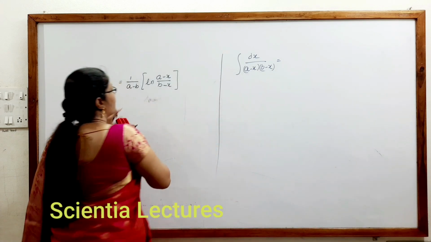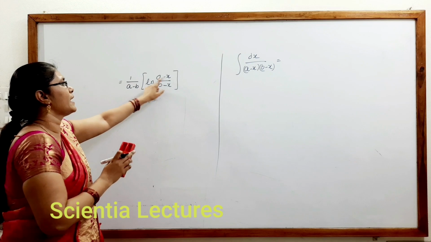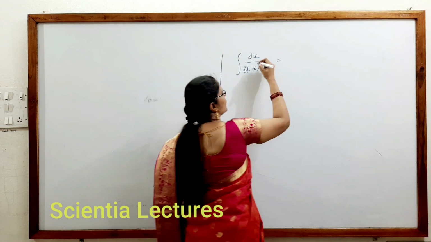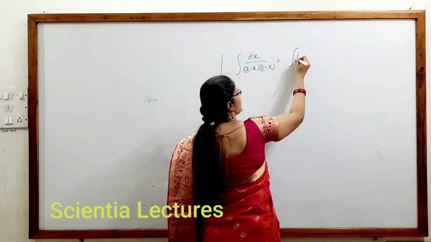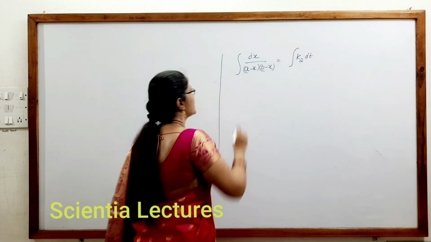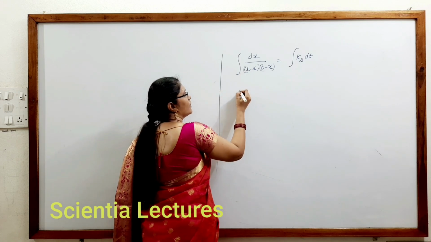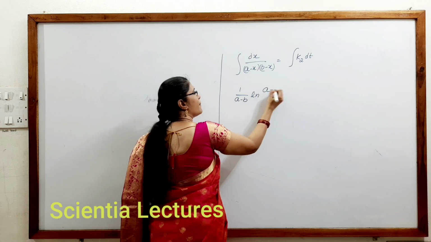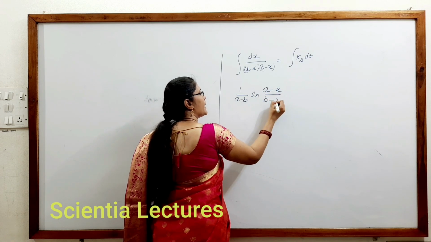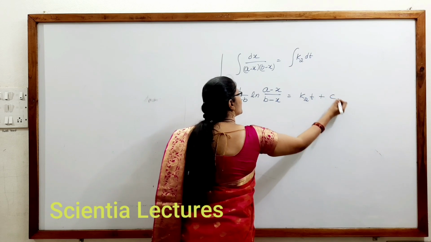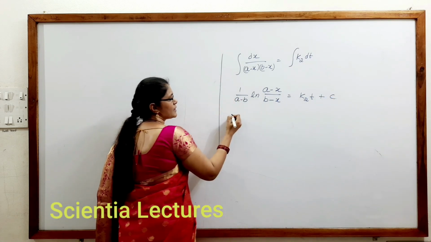What was originally, remember this, 1 by a minus b ln a minus x by b minus x. Now here the integration of dx by a minus x b minus x equal to k2 dt was our initial equation. For the LHS we got 1 by a minus b ln a minus x by b minus x, which must be equal to the RHS, integration k2 t plus c. How to find out c?